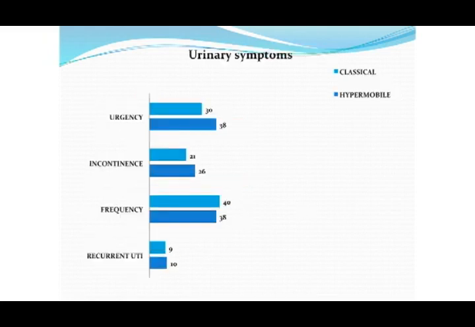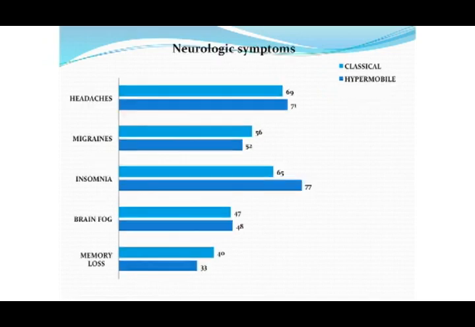In terms of urinary symptoms, about a third are having urinary urgency, and 21 to 26% are reporting urinary incontinence. About 40% with urinary frequency, and about 10% with recurrent urinary tract infections. Neurologic symptoms, 70% are reporting headaches. So this is huge. And 52 to 56% reporting migraines.